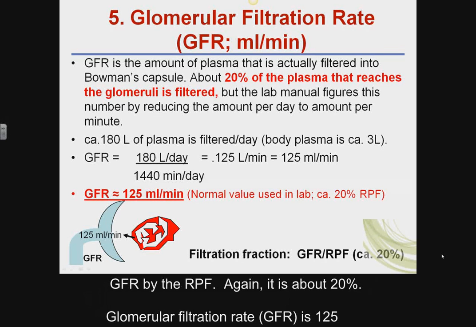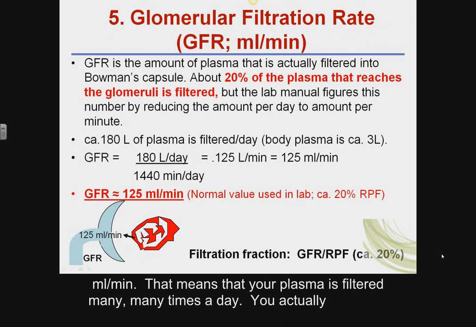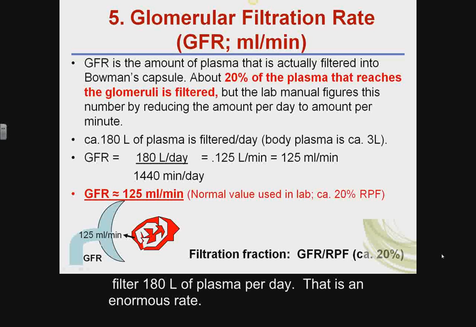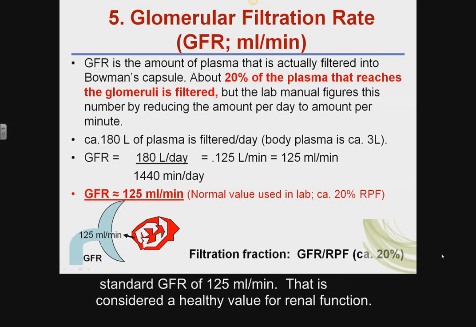Glomerular filtration rate, GFR, is roughly 125 milliliters per minute. That means your plasma is filtered many, many times a day. You actually filter 180 liters of plasma per day. That is an enormous rate. We are going to use a standard GFR of 125 milliliters per minute. That is considered a healthy value for renal function.